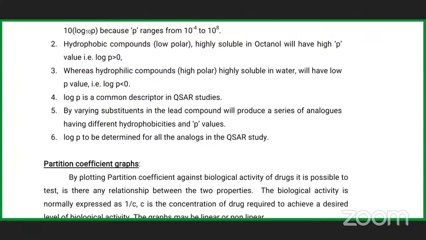So how do we calculate the log P value for the whole series of compounds? For example, if we take n set of compounds, say n is 10, so 10 compounds are considered for this QSAR model. You have to check the log P value, which is nothing but your partition coefficient, the solubility factor. So you have to check the solubility for all compounds present in the set or series.